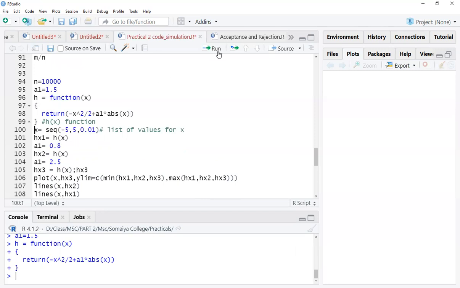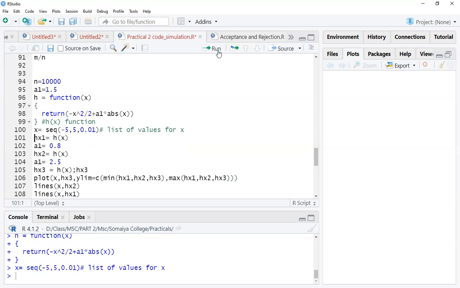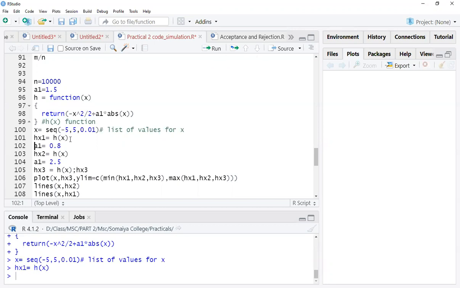Now just create a sequence here, because we want to look at the value where it is maximum. And calculate hx1 based on this function with alpha 1 as 1.5. So this is your data for the first function, hx1.